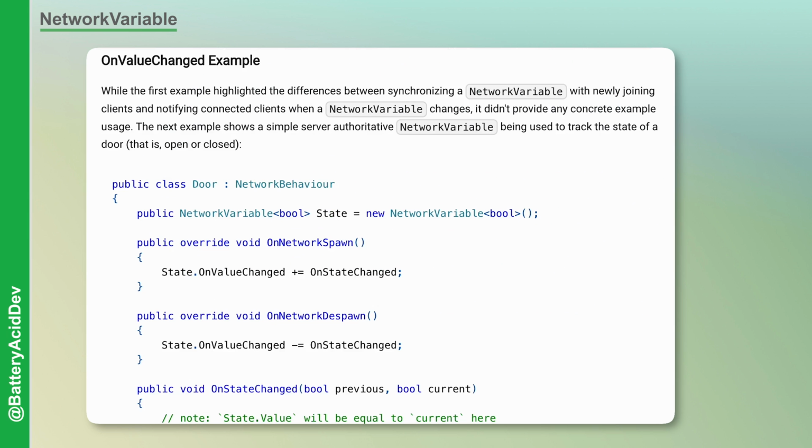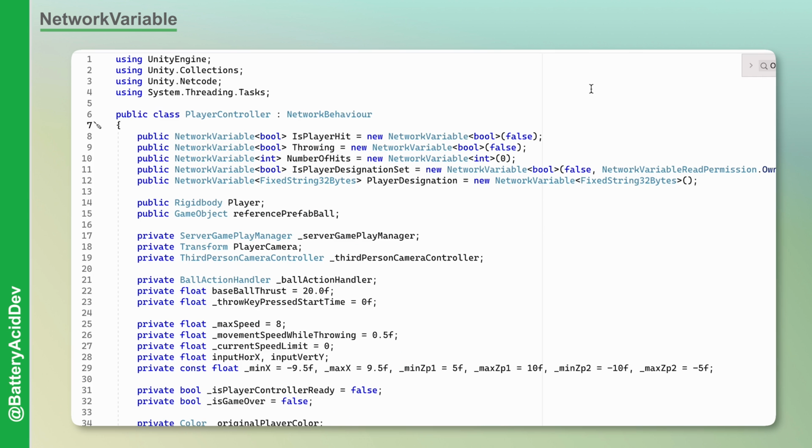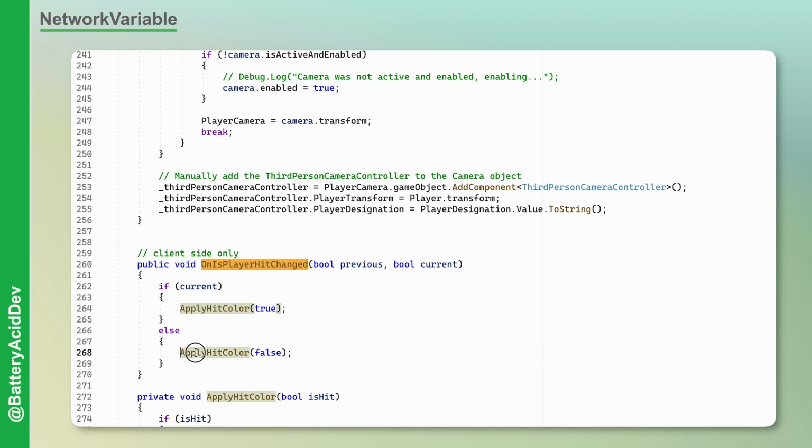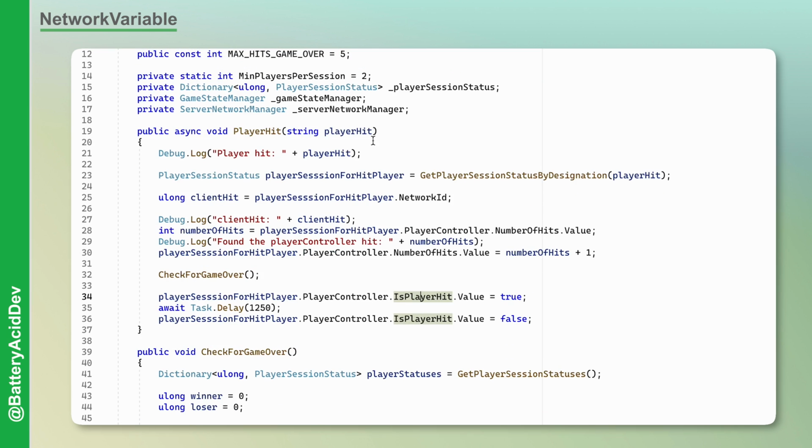NetworkVariables support on-change callbacks for when you want to perform an action based off a variable change. Let's run through an example. In my player controller, I have a NetworkVariable isPlayerHit, which is set when a ball collides with a player. I listen for changes on this variable by setting the OnValueChanged callback here in the Start function. And if we take a look, it just applies the hit color based on what the variable was changed to. To quickly see how it's updated, when my server gameplay manager is notified that a player was hit, it finds the player client and changes the value to true. After about a second, it changes the color back to the default material. This little bit of code will highlight the player that was hit on both clients.